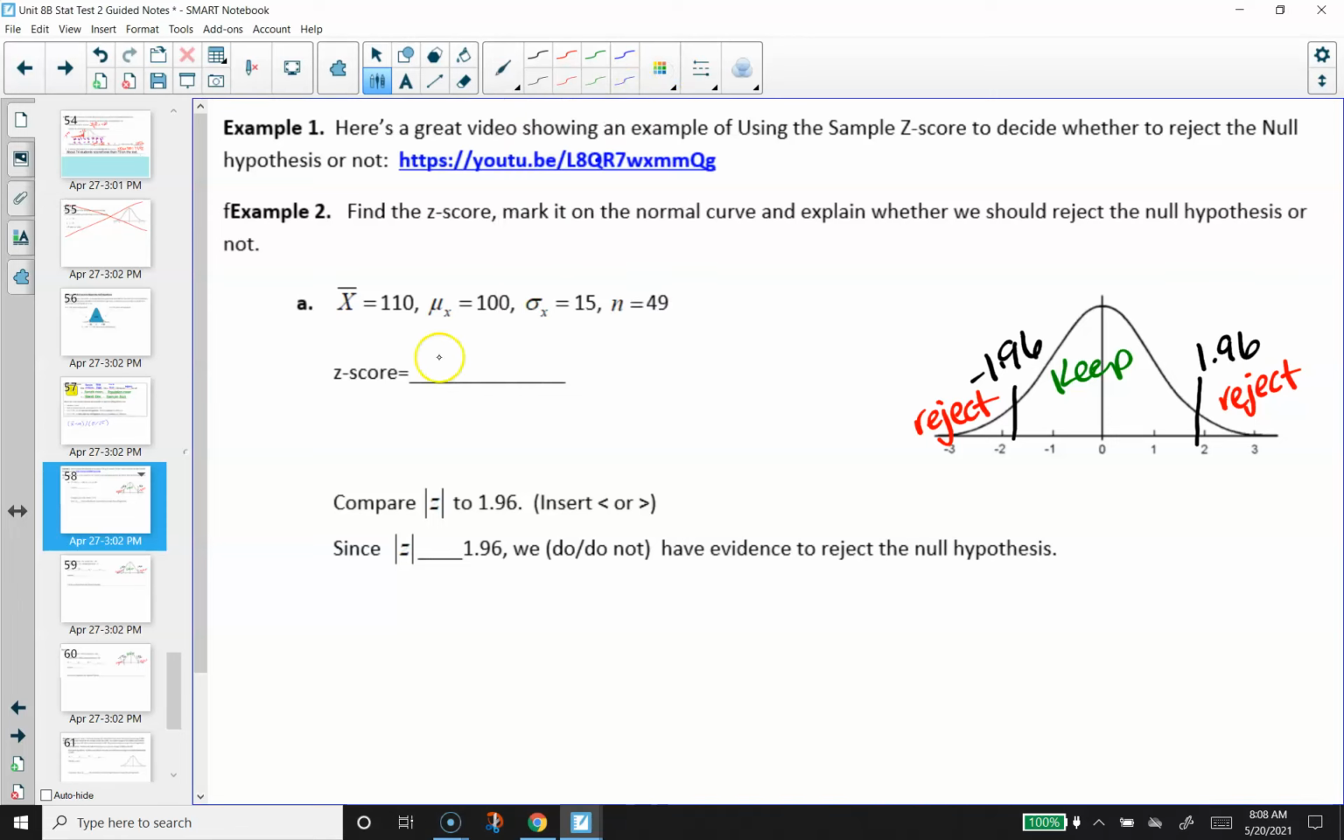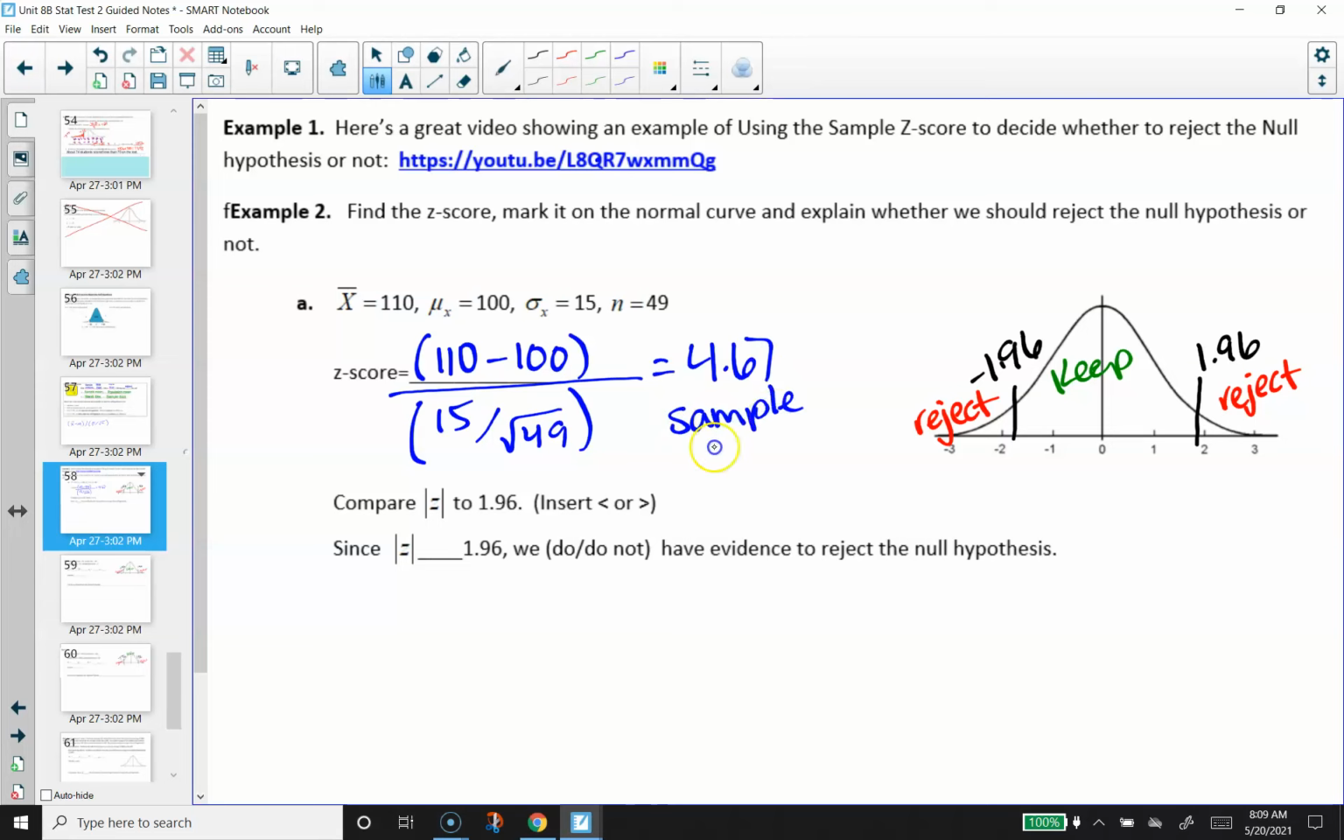we have a sample mean of 110, a population mean of 100. We're going to divide that by our standard deviation of 15 over the square root of our sample size, which is 49. Remember, those parentheses matter. When you plug it in exactly as you see it, parentheses and all, we're going to get a z-score of about 4.67. So this is our sample z-score. And that's going to fall up here, 4.67.